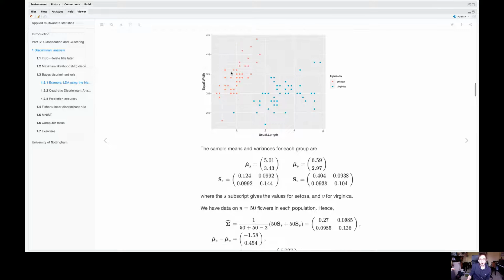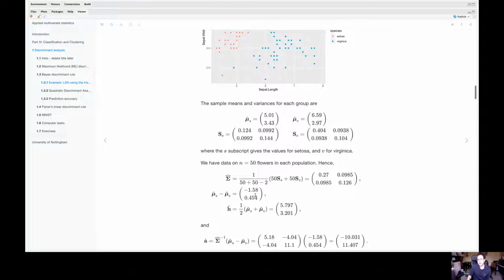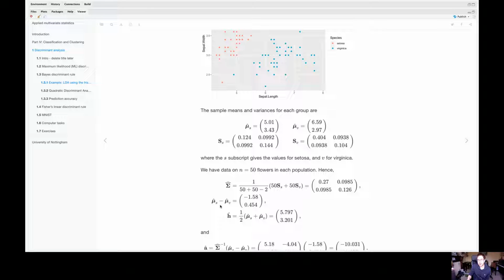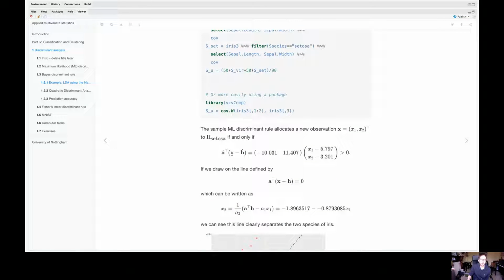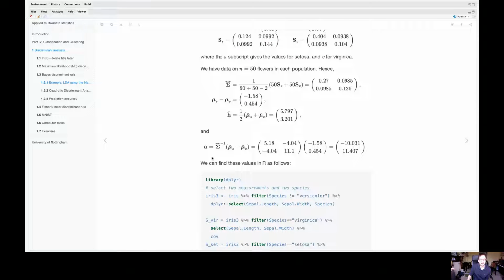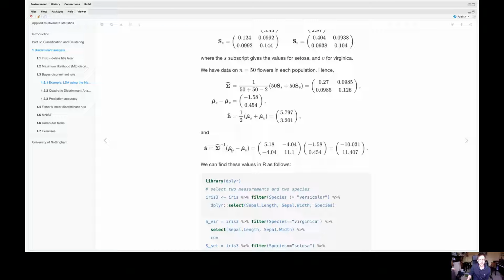We can then calculate the midpoint of the 2 means. I've not plotted the 2 group means on here, but we can find the midpoint between them. And then we can also find the vector that goes from one population mean to the other population mean. So if you remember, what we're working towards finding is A transpose (X minus H). If we estimate A, that was sigma inverse times the vector from one mean to another. So if we work this out, we get this vector, minus 10, 11.4.